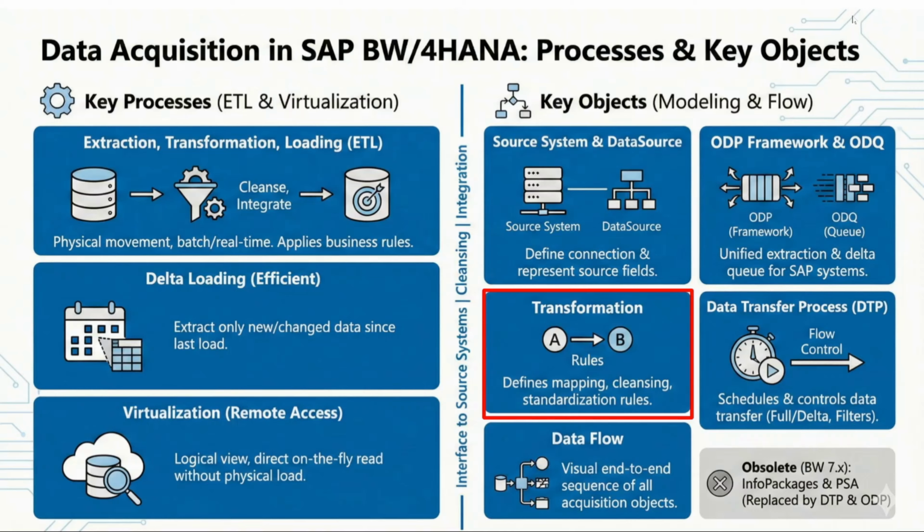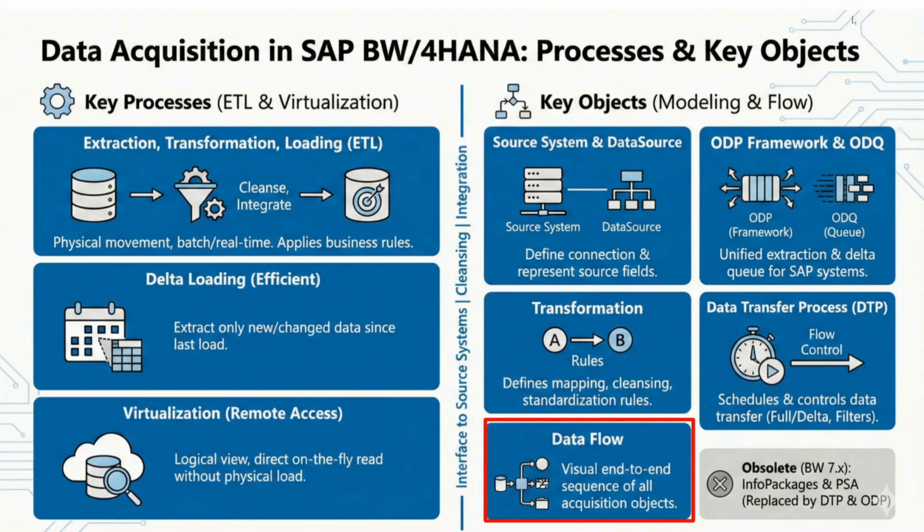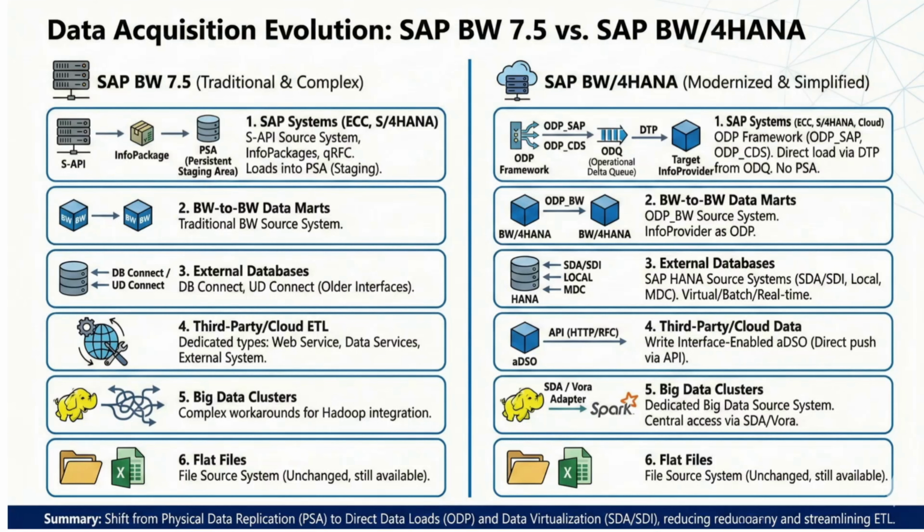Then we have transformation, which maps the source fields with the target object fields and defines the transformation rules and logic. Then we have DTP, which transfers the data from source to target object. Then data flow, which visually defines the entire end-to-end sequence of all the objects mentioned above.